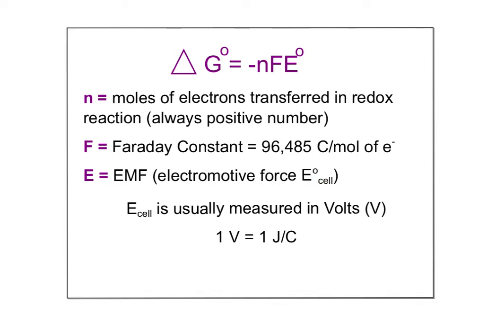E cell can be measured in volts, but 1 volt is the same as 1 joule per coulomb, and so that's how we're able to get our joule value for delta G. If you look at your units canceling, coulombs will cancel from the E cell and from Faraday's constant, moles of electrons cancels from the N and the bottom of the Faraday constant, and so we're left with joules for our unit for delta G.